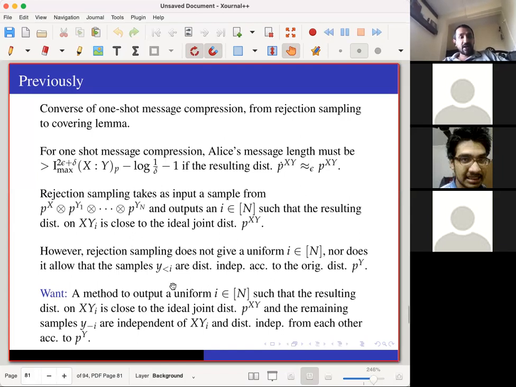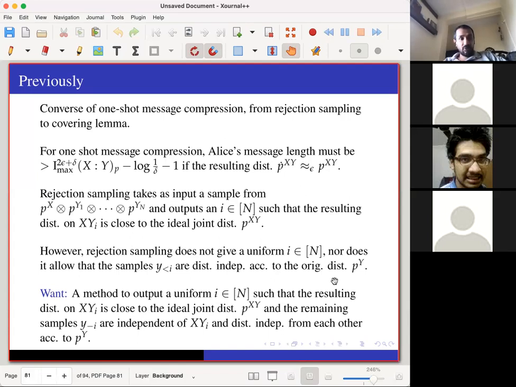And also it does not guarantee that the samples of Y that you've seen till I are distributed independently according to the original probability distribution, P_Y. That's because if the procedure outputs I, it has checked all the samples from 1 to I minus 1, and it has rejected them. So this creates a bias, and you cannot say these samples are distributed according to the original distribution, P_Y.